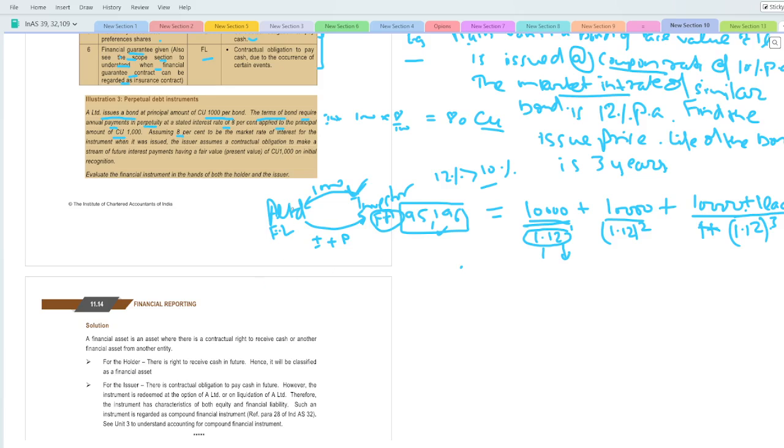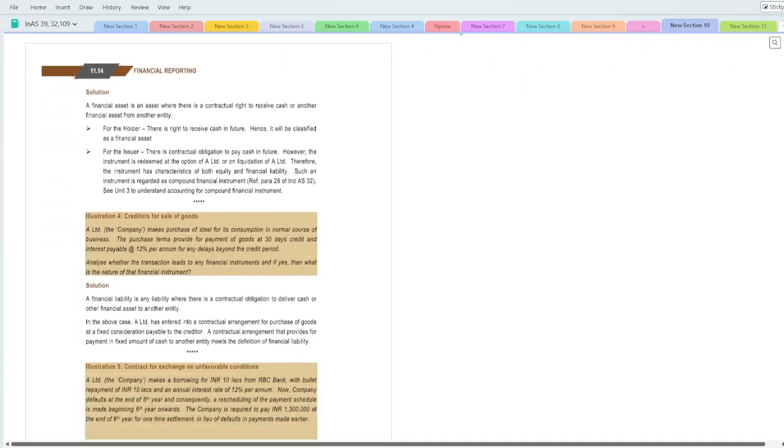This compound financial instrument comes only on the liability side, because as I've told you, on the liability side you have the equity and the financial liability, and on the asset side you have only the financial asset. So this CFI comes only for the issuer, not for the holder. That is one catch point. We will do it in detail when we come to Unit 3, that is Chapter 3. So just park it for the time being.